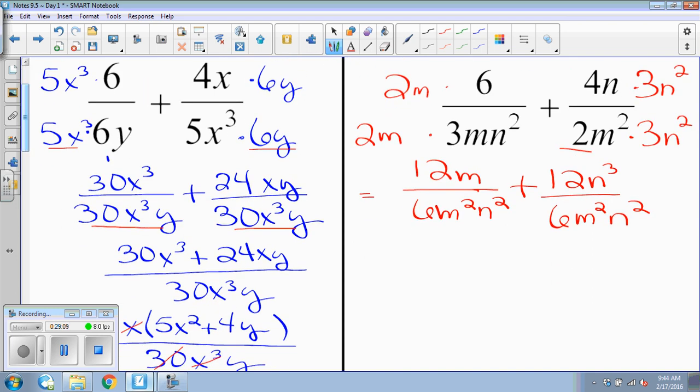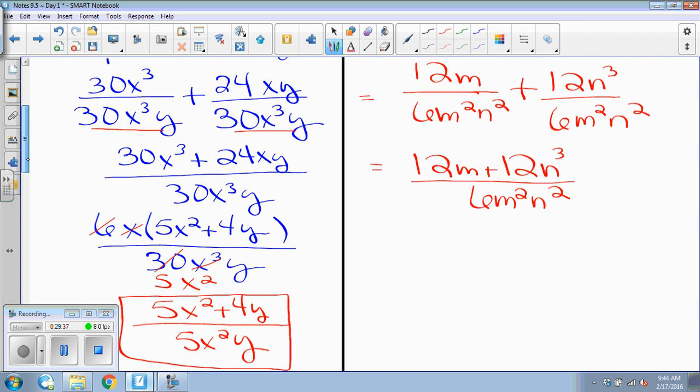And so now our denominators are the same. We need to combine the tops so that we only put it over one of the bottoms, and then we need to factor and simplify. Okay? So now we have 12m plus 12n to the third over our common denominator. And then you ask yourself, can I factor that top? Well, yes, I can. I can take out the GCF, which is 12. So 12 times m plus n to the third over 6m squared n squared.